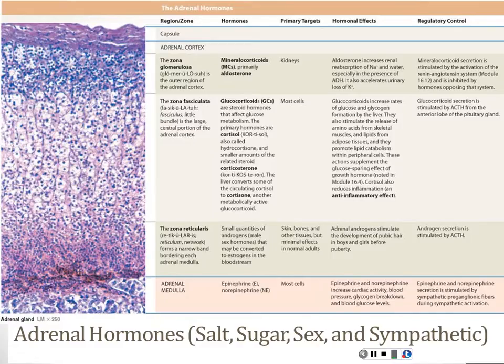Okay? All right. And then the medulla we already talked about. Questions about any of that stuff? A lot of information here, okay? Right? So salt, that's aldosterone. Sugar, the glucocorticoids. And sex, the androgens, estrogens, progesterones that are found in the other gender. Okay.